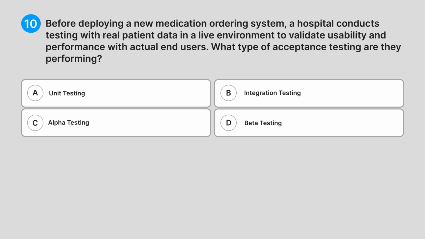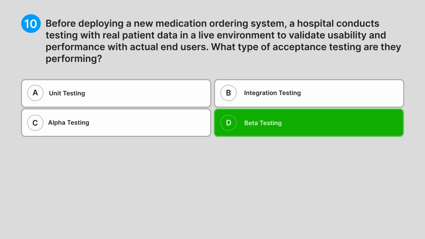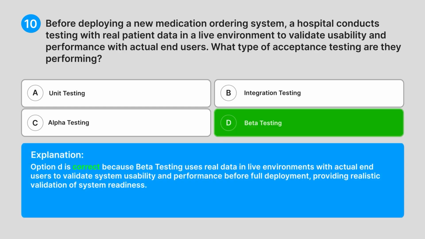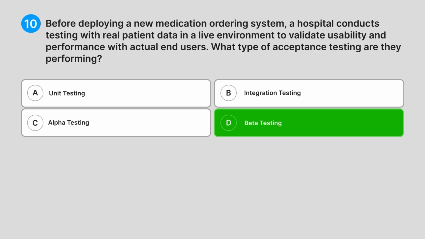Correct answer, D. Beta testing. Explanation: Option D is correct because beta testing uses real data in live environments with actual end users to validate system usability and performance before full deployment, providing realistic validation of system readiness.